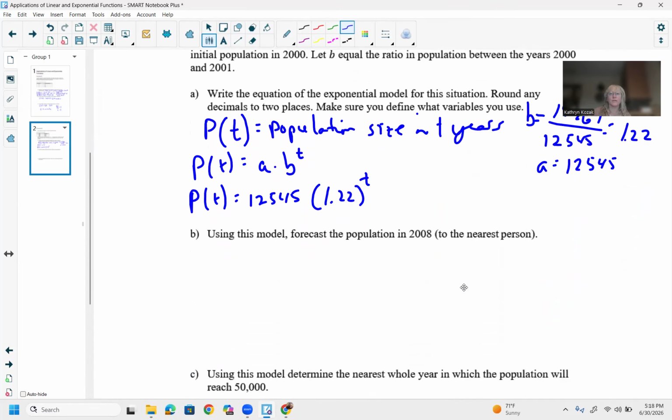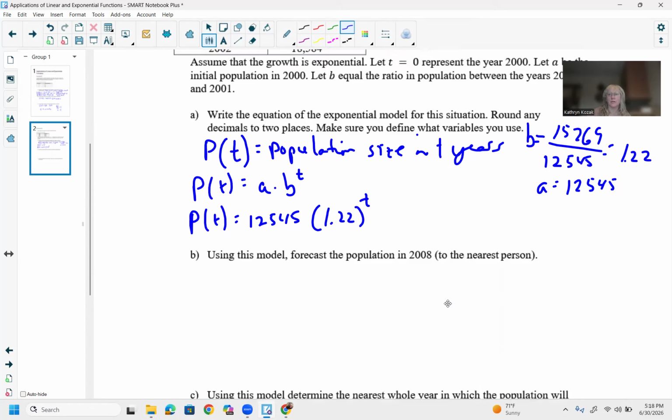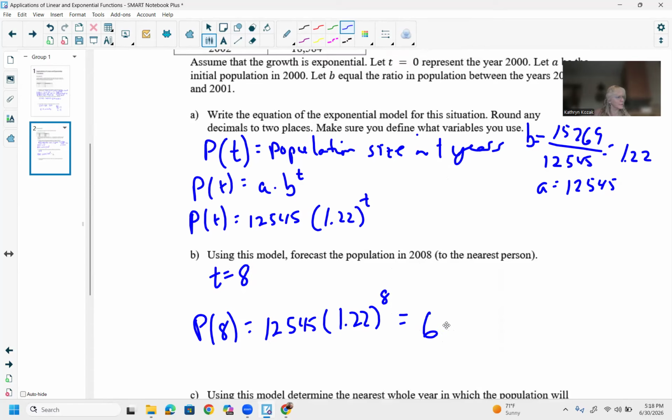So if the year 2000 is year 0, then year 2008 means my t must be 8, because we're 8 years from 2000. So P of 8 would be 12,545 times 1.22 to the 8. Plugging all that into your calculator, you're going to get 61,567 people. And I did round that to the nearest person.